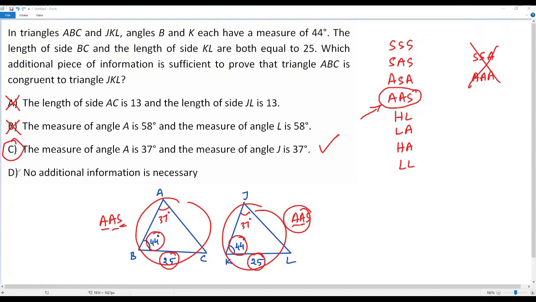And answer choice D is incorrect because it says no additional information is necessary. Actually, we need additional information to prove the two triangles are congruent, and we got that additional information in answer choice C. Therefore, the correct answer choice for this question is C.